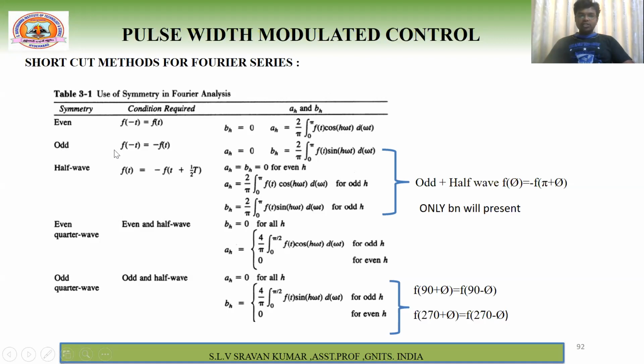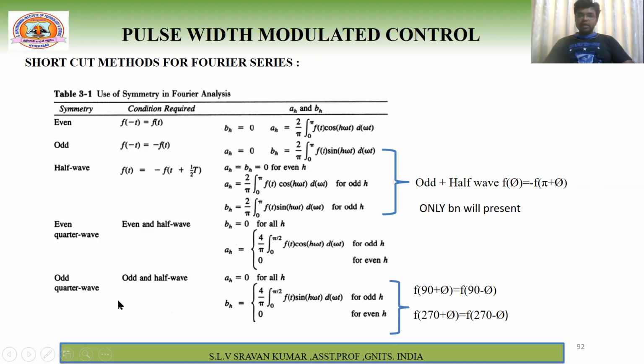So this is an odd function. For an odd function, what happens? Only Bn will be present. An will be absent. So odd plus half wave means only Bn will be present. But the condition for odd plus half wave symmetry is f of phi is equal to f of phi plus pi. So this condition must be satisfied for half wave symmetry.